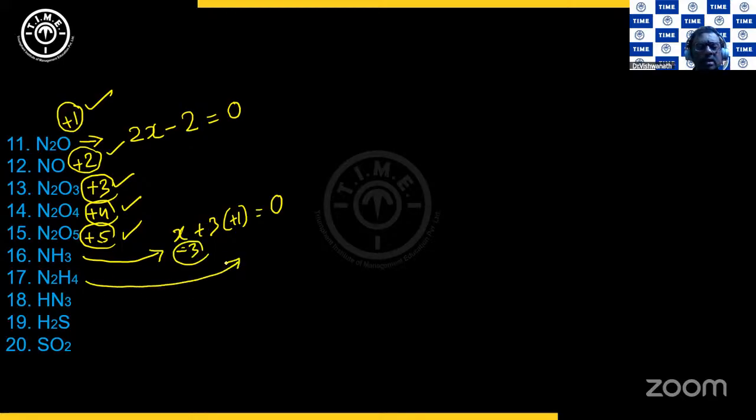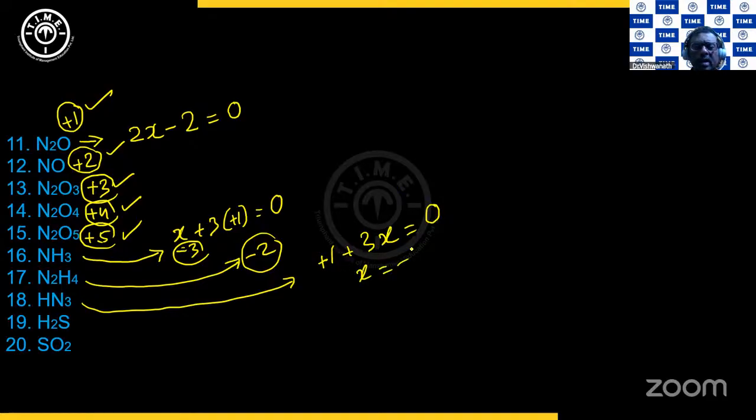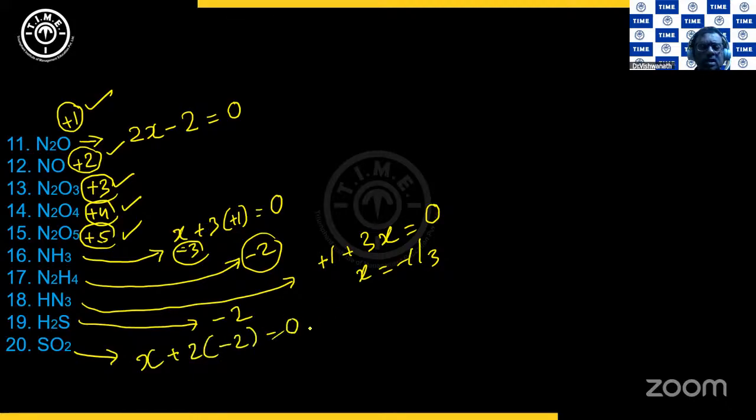N2H4, hydrazine, which is also used as a rocket fuel and also as a reducing agent in the Wolff-Kishner reduction, isn't it? So this is -2, that you can do and see. This is hydrazoic acid. This I'm going to do for you. So hydrogen is +1. 3 nitrogens with X as the oxidation number equals 0 because it has no charge. So X is equal to -1/3. Hydrazoic acid, -1/3. This is sulfur. Sulfur is -2 in this. Here sulfur is X. There are 2 oxygens. Each oxygen -2 equals 0. So X is +4.